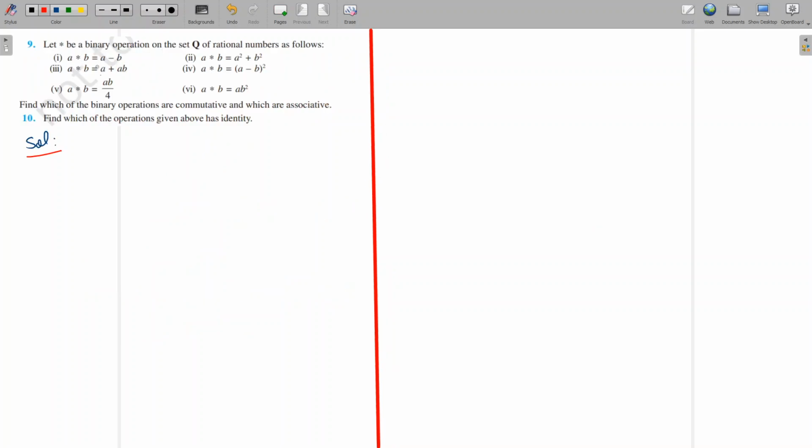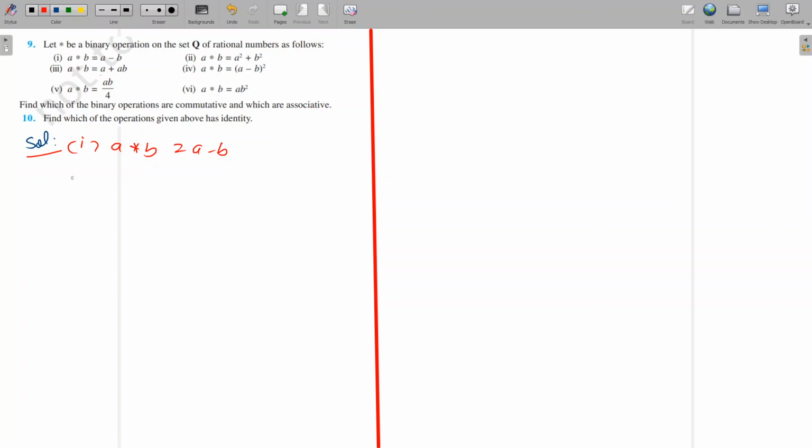Question number 9. Let star be a binary operation on the set Q of rational numbers as follows. And we have to check whether star is commutative or associative. So let us do the first part here. First part is A star B equal to A minus B.